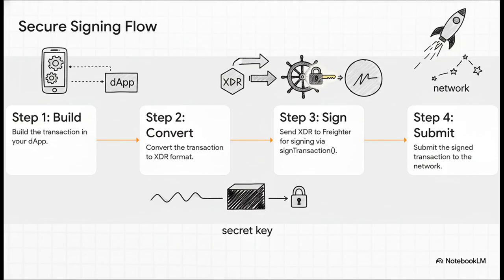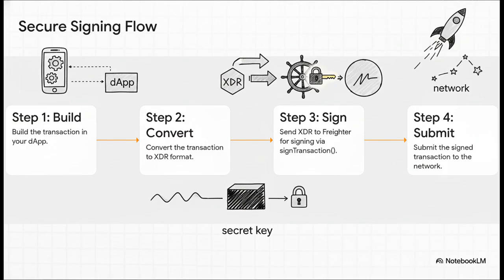This is the secure flow. First, we build the transaction inside our app. Then, we convert it to Stellar's XDR format. That's just the compact, standard way to package data for the network. Then we send that XDR over to Freighter. Freighter pops up, asks the user to sign, and then it sends the signed transaction back to us so we can submit it.